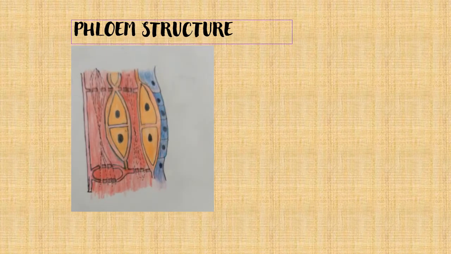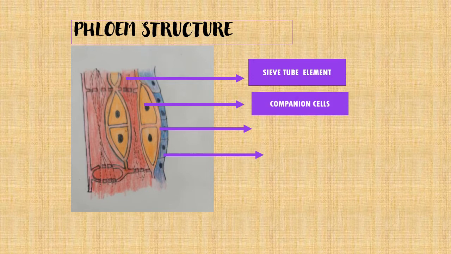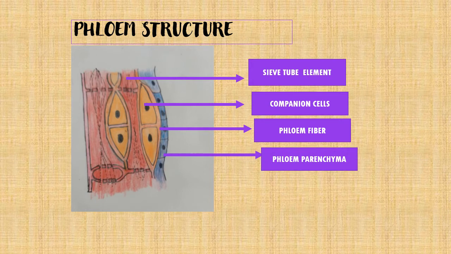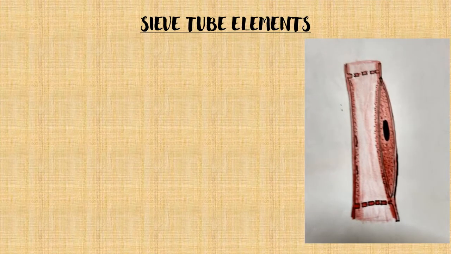If we look at the internal structure of phloem, we can find this complex structure which is made up of sieve tube elements, companion cells, associated phloem fiber and phloem parenchyma. Let us read in detail about the structure of these elements one by one. Start our discussion with sieve tube elements.